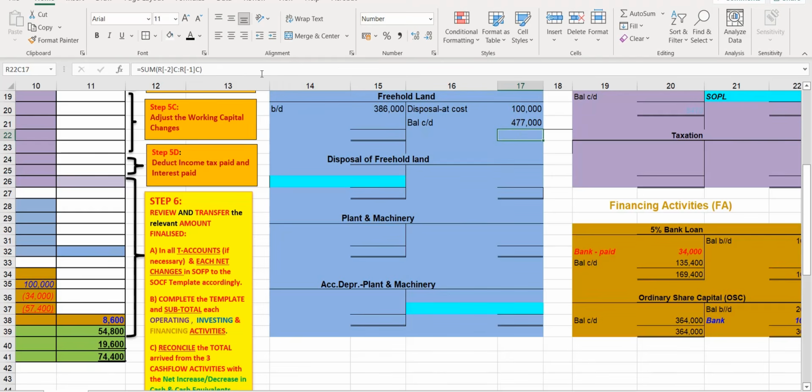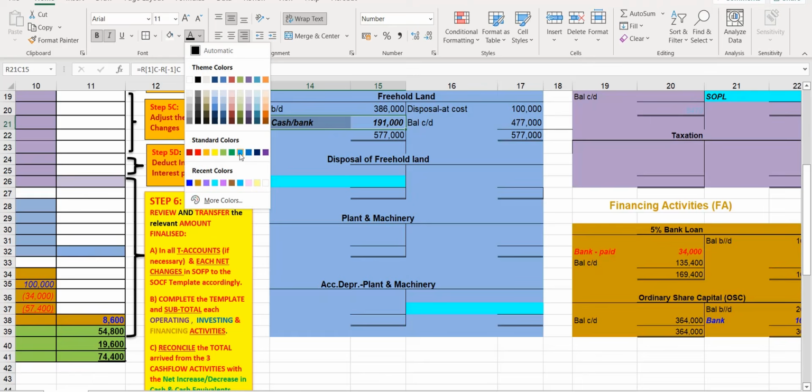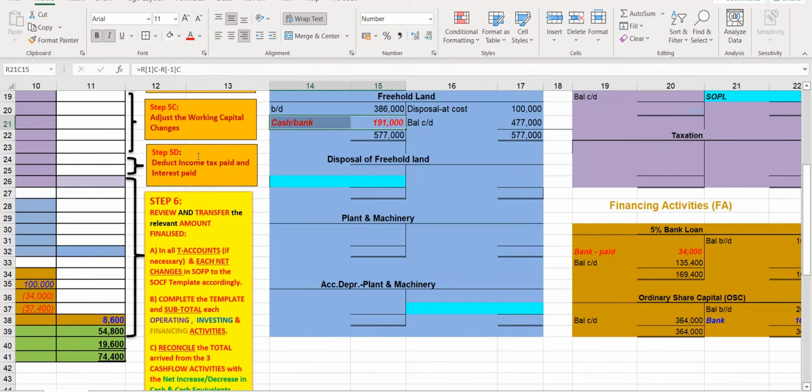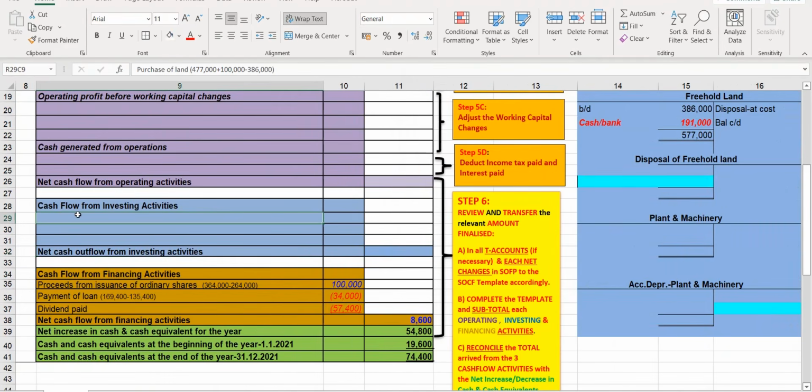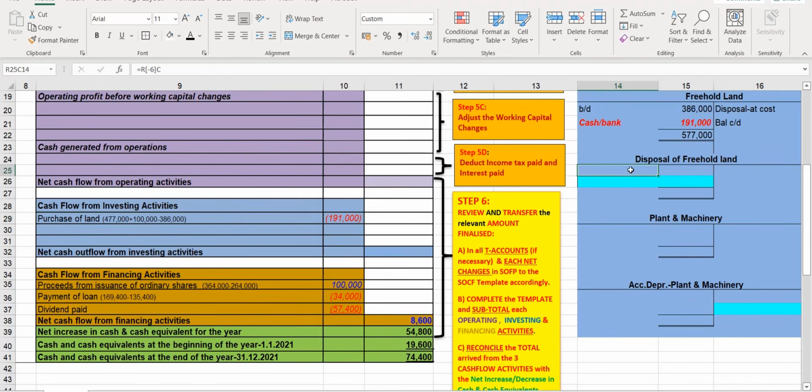You can now total this up because you want to find out how much the acquisition of the land during the year was. That acquisition of the land, which is the cash payment during the year, was 191. This 191 you are going to include in your cash flow from investing activities, and this is what you will write as purchase of land or purchase of freehold land. So I'm going to put the color here. Right. Next is to find out the disposal.